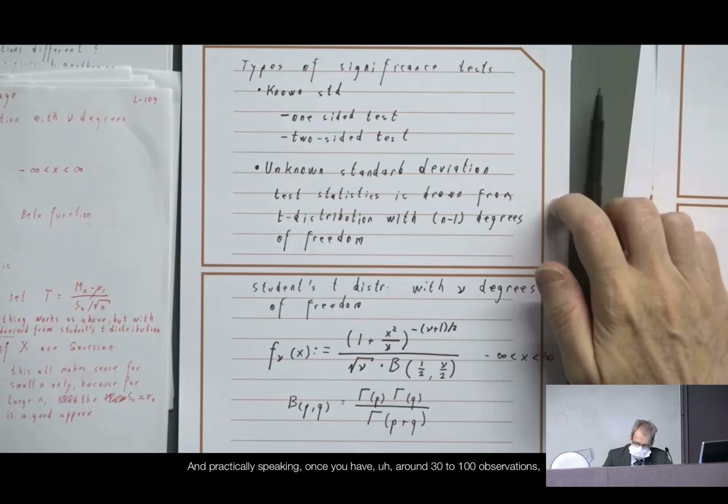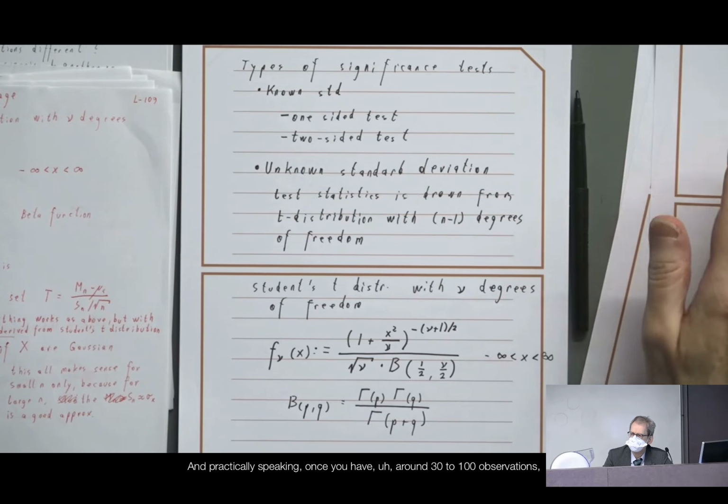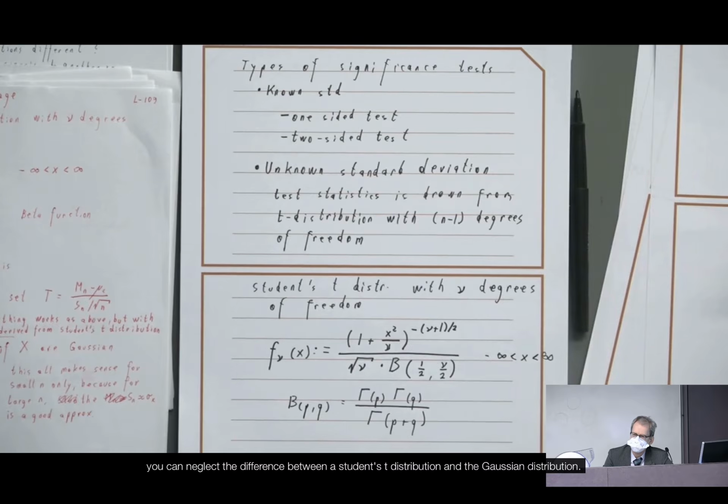And practically speaking, once you have around 30 to 100 observations, you can neglect the difference between the student's t distribution and the Gaussian distribution. But if you have a smaller number of observations, then that would be significantly different.